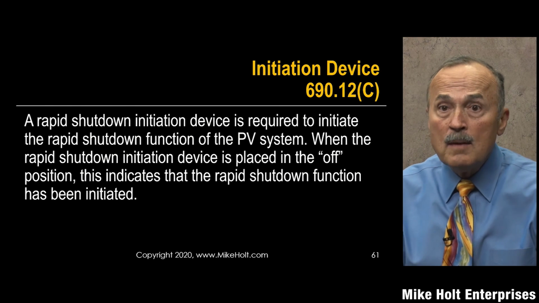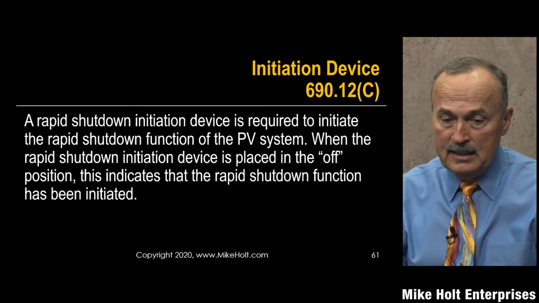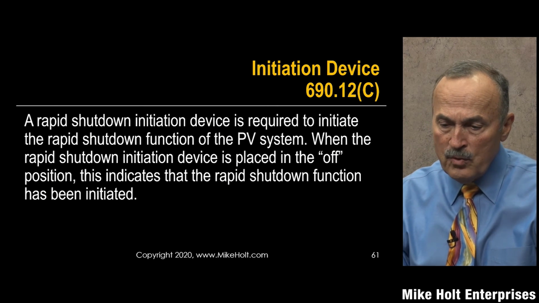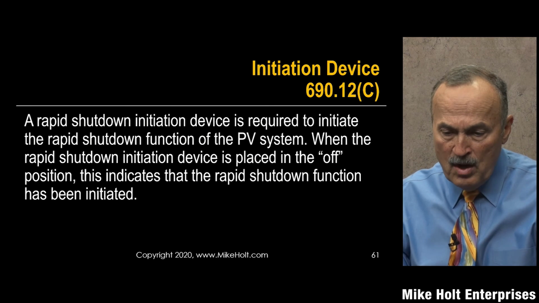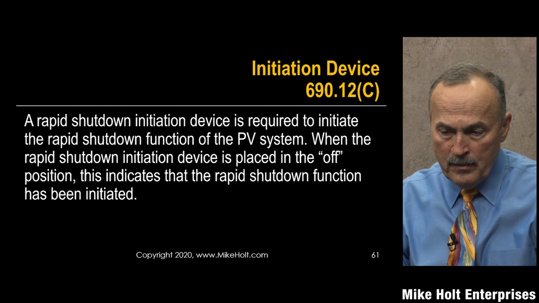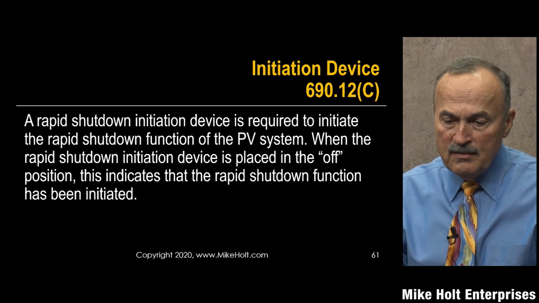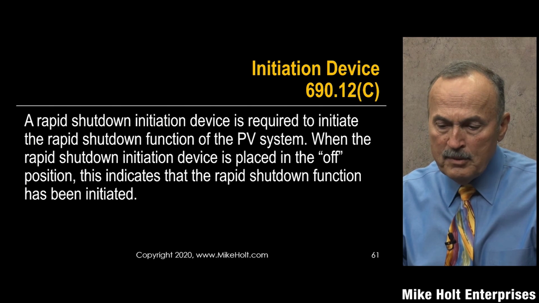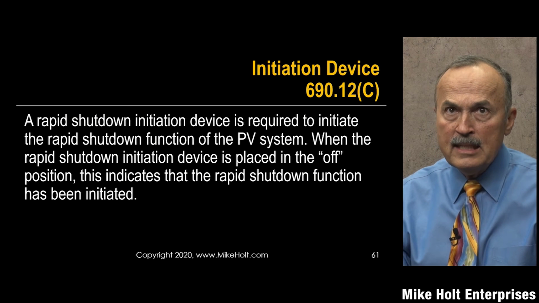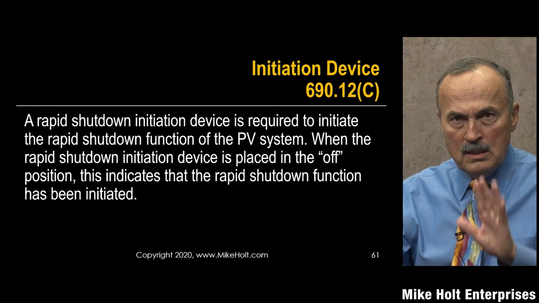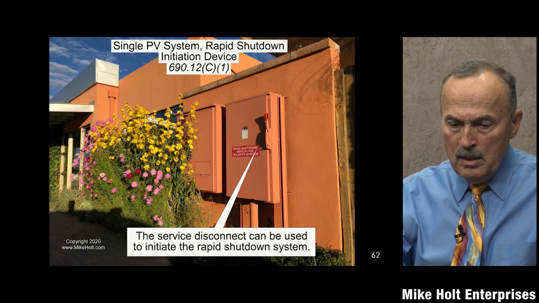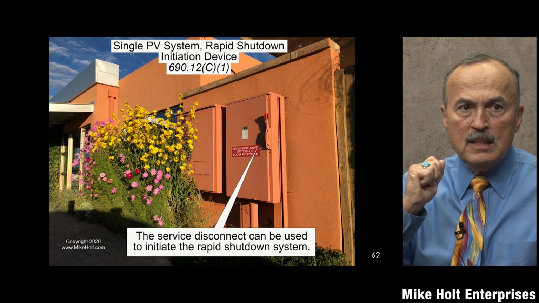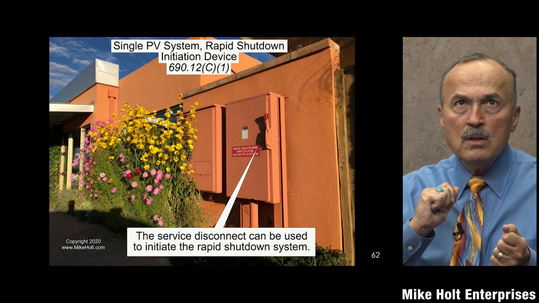Okay, so now let's talk about an initiation device. For rapid shutdown, a rapid shutdown initiating device is required to initiate the rapid shutdown function of the PV system. When the rapid shutdown initiating device is placed in the off position, this indicates that the rapid shutdown function has been initiated. I'm not going to say any more on this right now. Here we go. Service disconnect. So if I open up my service disconnect, I have microinverters.